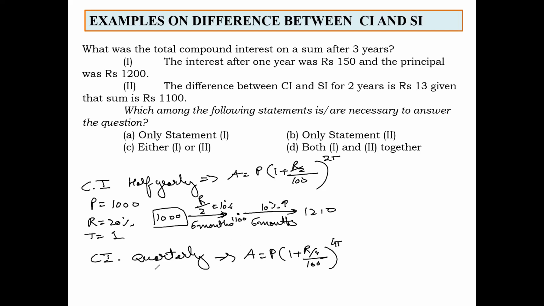So basically what I'm saying is, if CI is being calculated n times in a year, the formula will become amount is equal to P into 1 plus R by N upon 100 raised to the power N into T. Is this okay?